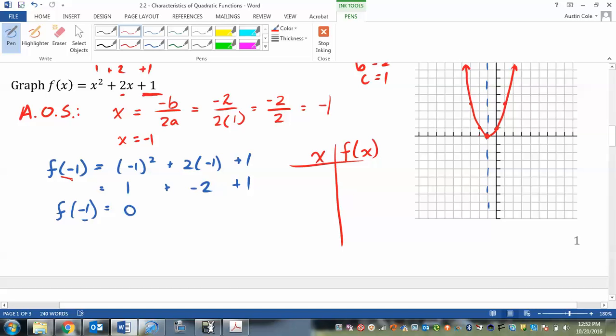And I got 0. So -1, 0 was my vertex. I plotted that point. I then knew that my C value was my axis of symmetry. I plotted that point right here, and I mirrored it. And then I plugged in a new point. I didn't even write it in my chart. We plugged in 1, and we got 4.